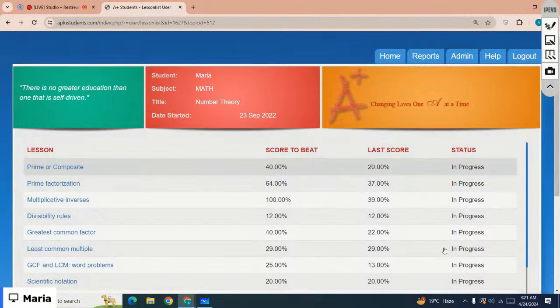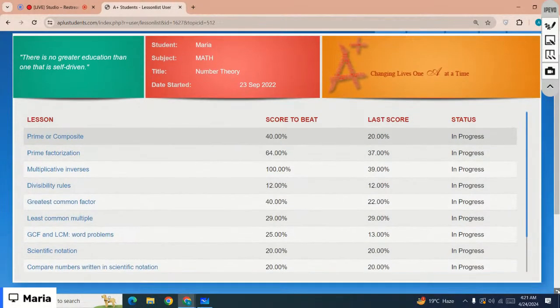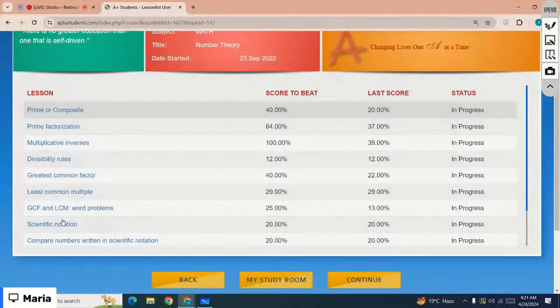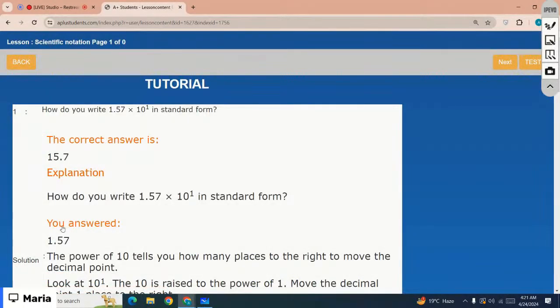The next lesson is GCF and LCM word problems. You can do the word problems on your own, right? The next one is scientific notation. Let's just start with the lesson.